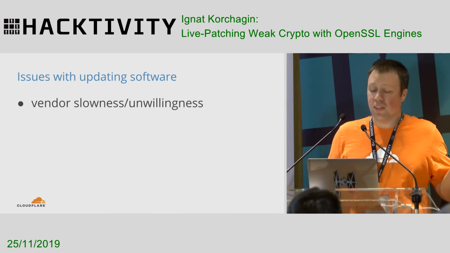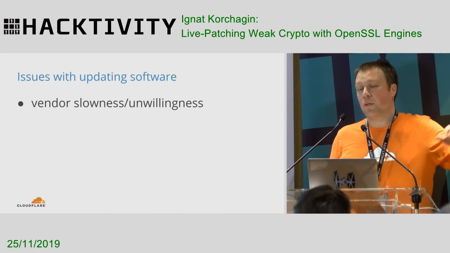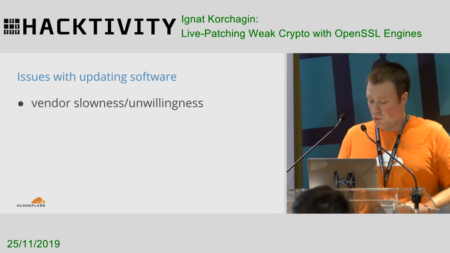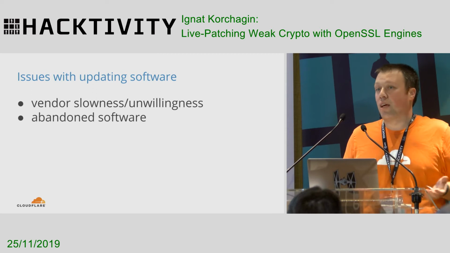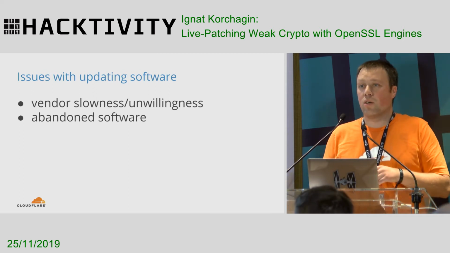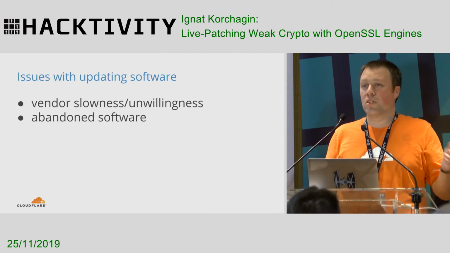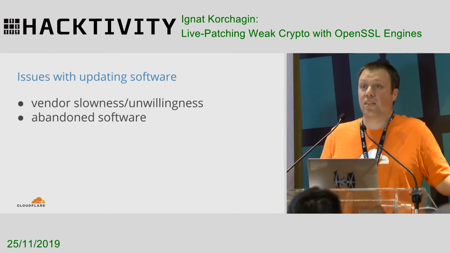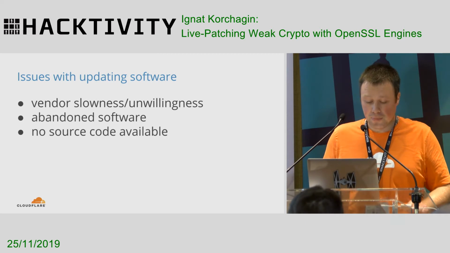So you have vendor slowness, so they say, yeah, we'll replace the bad crypto in 1 year, and that's not good enough. You also have abandoned software. There are tons of software out there where companies were acquired, resold, and they just stopped supporting it. But you still need it for some reason, right?